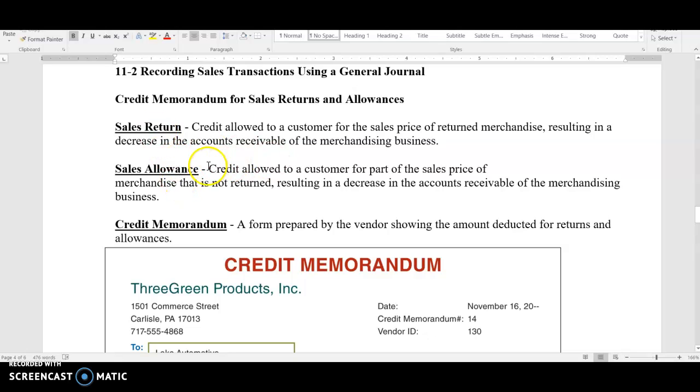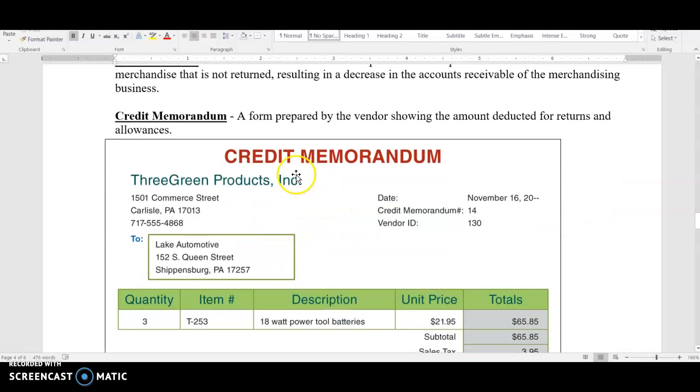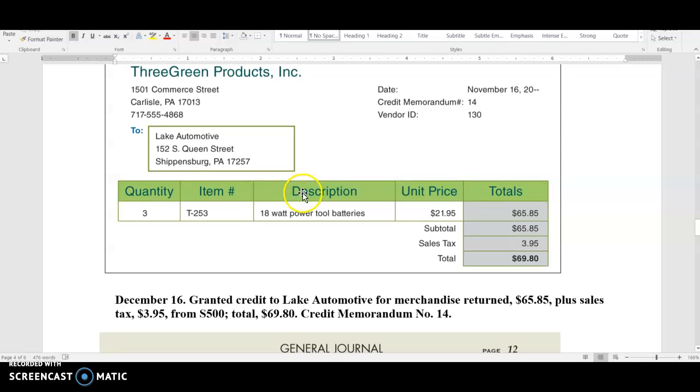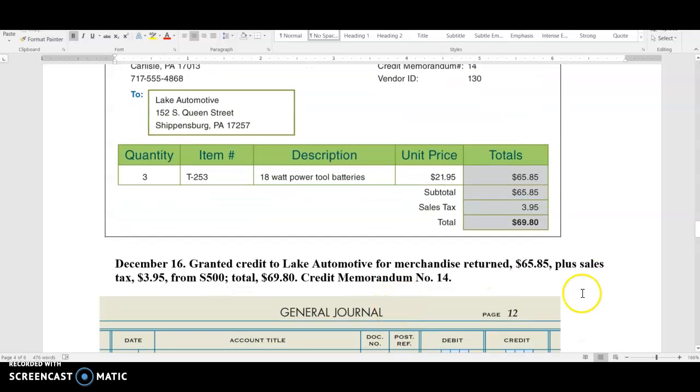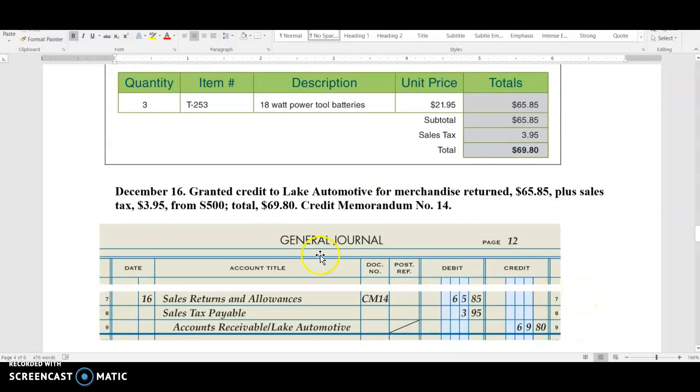something. So this would be like, again, you sold something to a customer and they want to return it to you, or they want to say that something was damaged and they'll pay less than full price for that. So we're going to use something now called a credit memorandum, which looks like a receipt showing the items that were brought back or discounted for the customer.